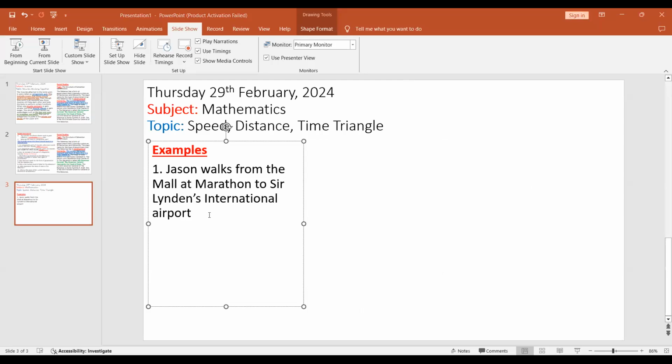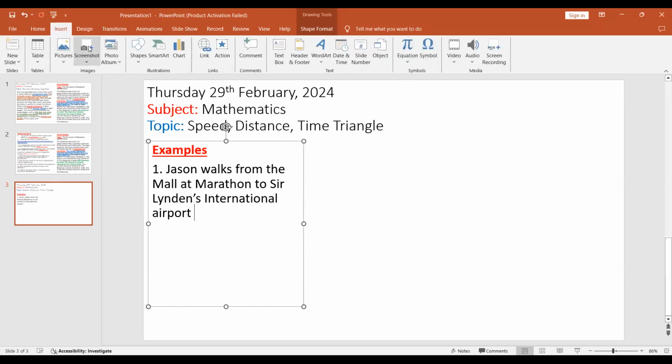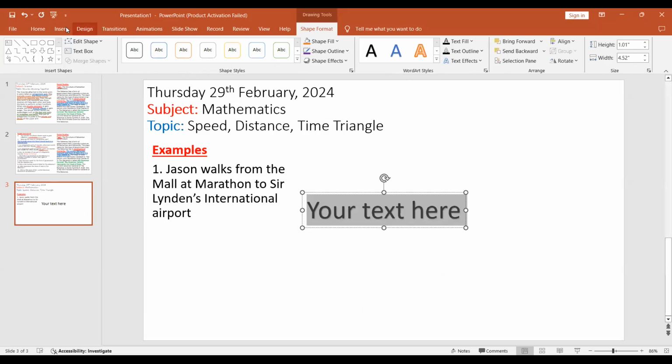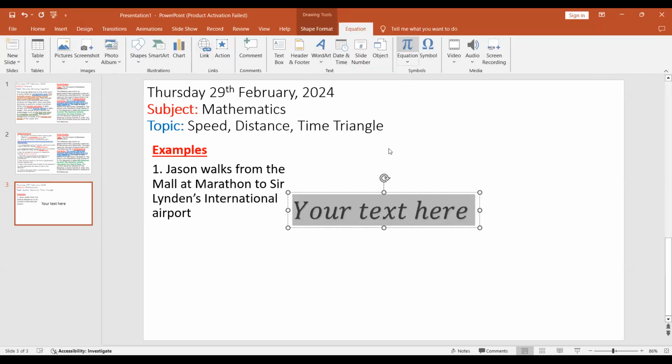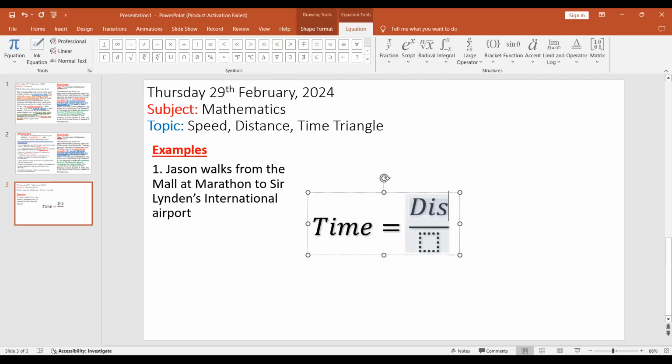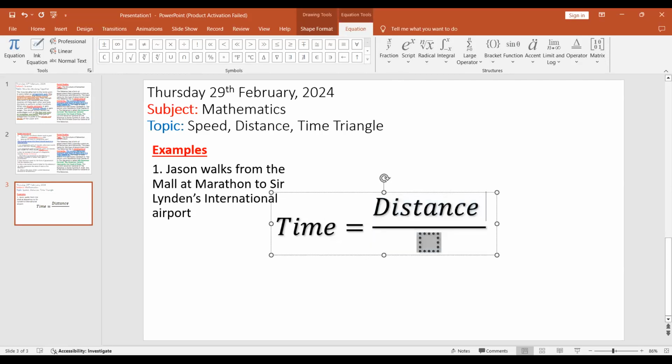Okay, so he travels from the mall. I forgot to put the formula for time on the screen, just so we can keep that in mind. Time is going to be equal to the distance traveled divided by the speed, all right?